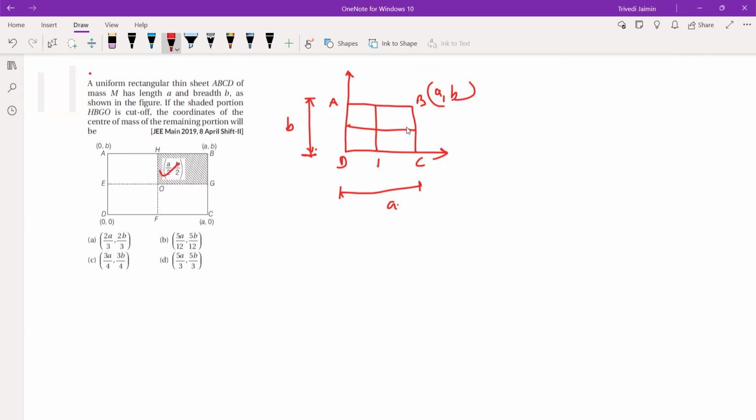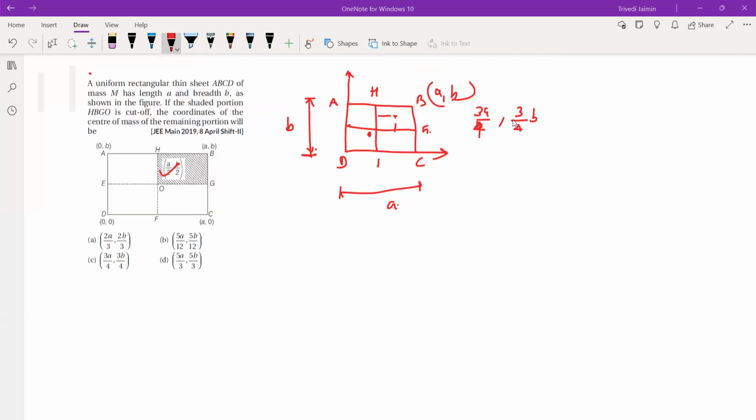Let's, the name is what? H O G. The center, we can get this as 3A by 4, right? Yes, 3B by, sorry, not what I'm writing. This is half, again half of that, so 3 by 4. 3 by 4th is also 3 by 4th of B. Okay. So we got coordinates for the center of the shaded portion.